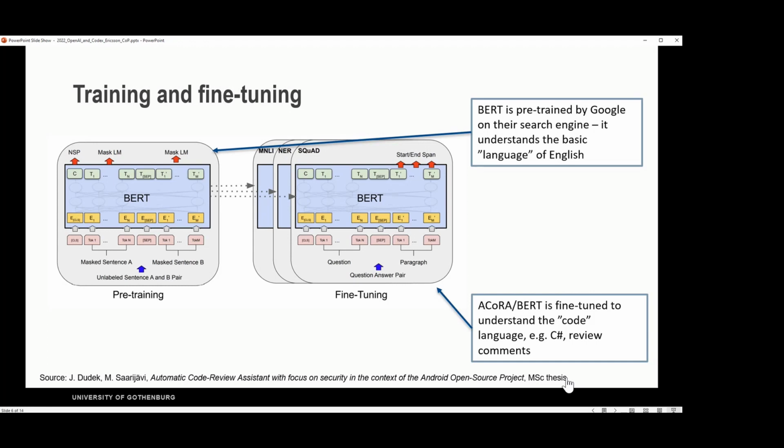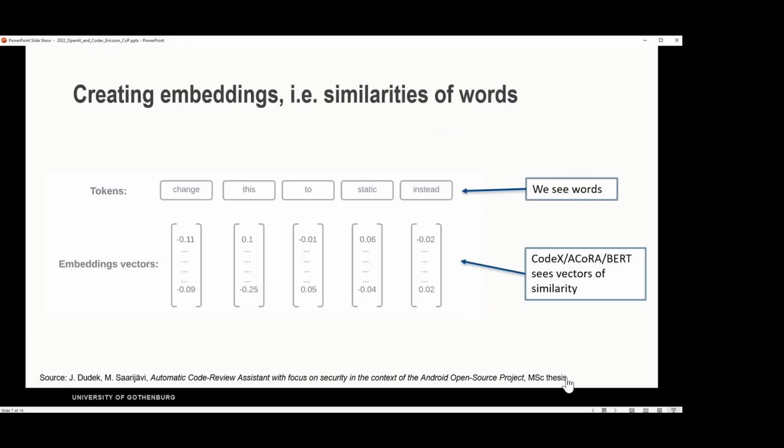Now, how does this really work? How do they really understand the language? Well, of course, they don't understand the language, they understand the context. So in the heart of those models, there is something that's called word embeddings. And up on the top row, you can see a sentence from, for example, code review, it could also be a program code sentence. And then below, you see the set of vectors which describe each of those words in a specific way.